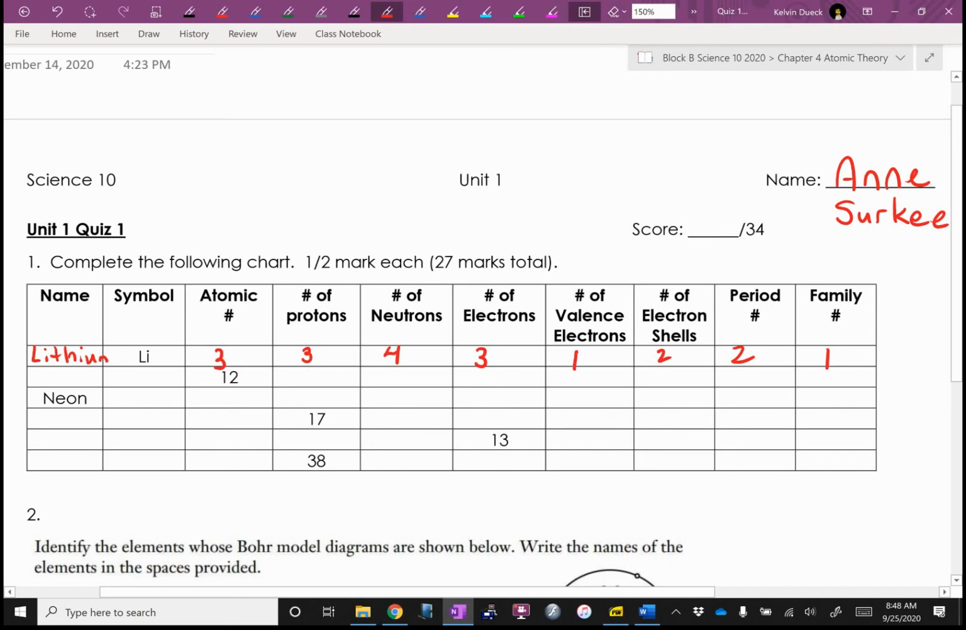In the next one, I didn't give you the symbol. I gave you the atomic number 12, which is magnesium. Okay, I could have looked over my shoulder at the clock. So the symbol is going to be Mg.